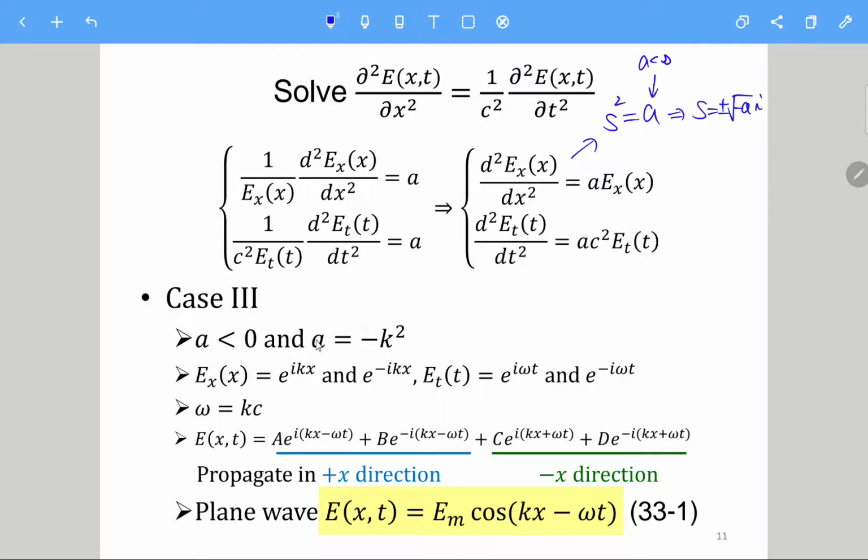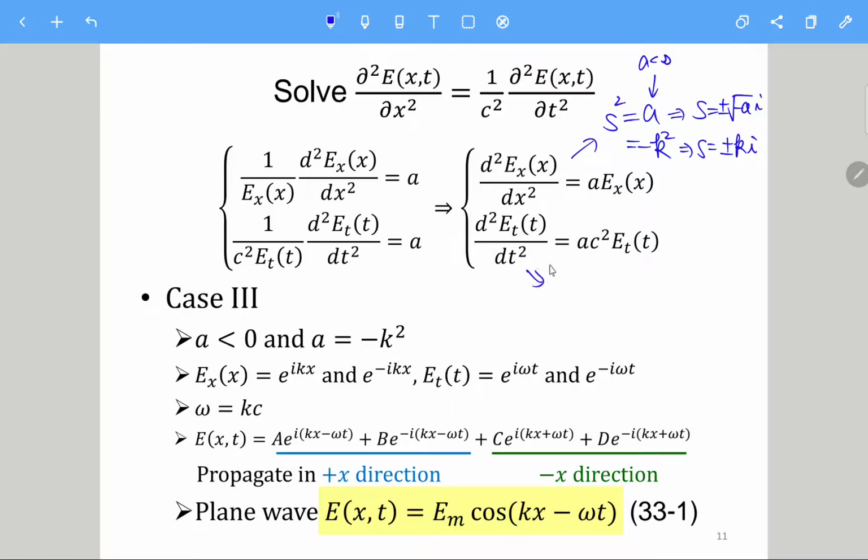Or if a is a negative number, we can just make it to be minus k squared, so this is a negative value. So this is minus k squared, so we will have s equals plus or minus ki. In this case, we have e^x to be exponential to ikx, and also e to the exponential minus ikx, something like this.